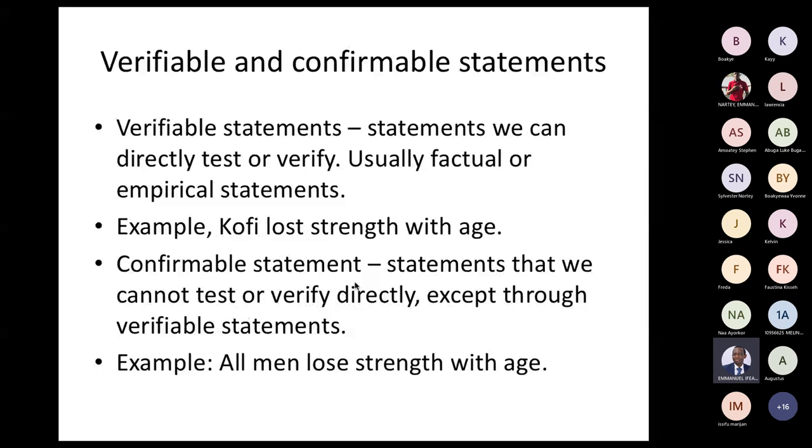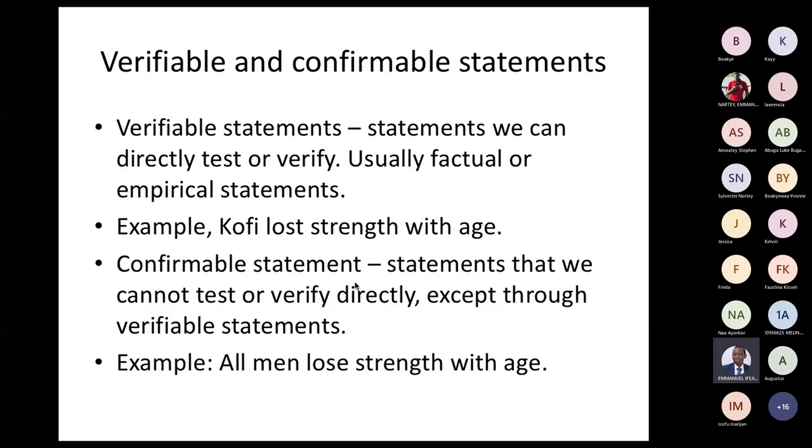In this instance, you can see that Kofi lost strength with age. It can help you somehow to decide whether to believe that all men lose strength with age. You can't analyze "all men lose strength with age" directly. There's no way to analyze that except to begin by analyzing one man, this man, that man. That's why you have to start with the verifiable statement, Kofi lost strength with age.